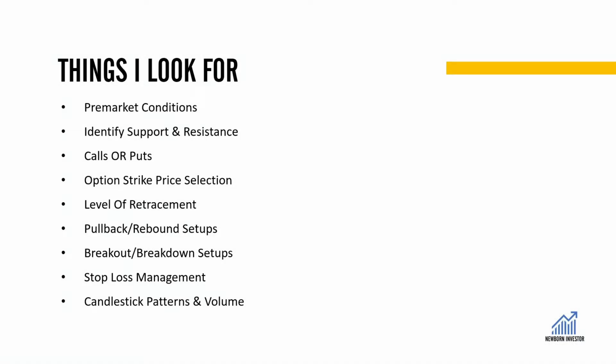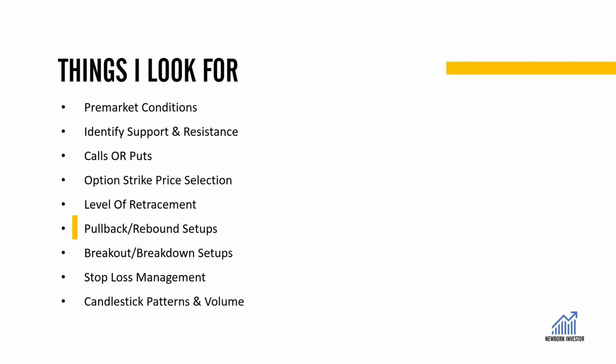First, what are the things I look for to actually get into a trade? I look at the pre-market conditions, identify support and resistance. Then I decide whether I should take a call position or a put position. Then I look for the option strike price that I need to trade. Based on the setups that I'm taking, I look at the level of retracements. Then I look for the actual setups or chart patterns.